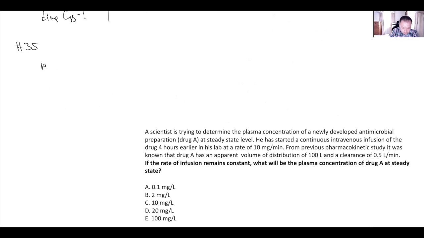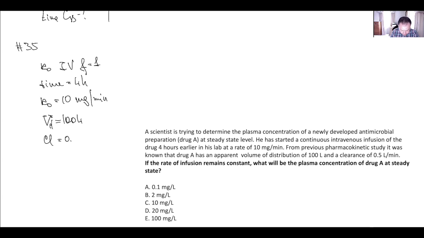So we have K0, IV, bioavailability is 1. Time interval 4 hours. Earlier at the rate 10 milligrams per minute, so K0 is 10 milligrams per minute. Drug X has a volume of distribution of 100 liters and a clearance of 0.5 liters per minute. If the rate of infusion remains constant, what will be the plasma concentration at steady state?